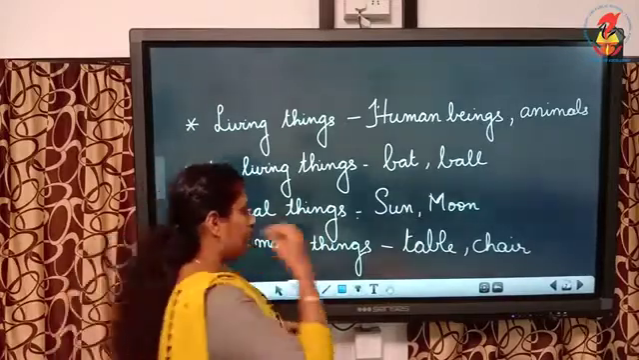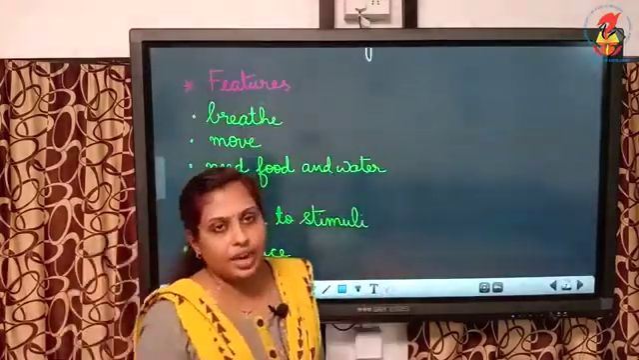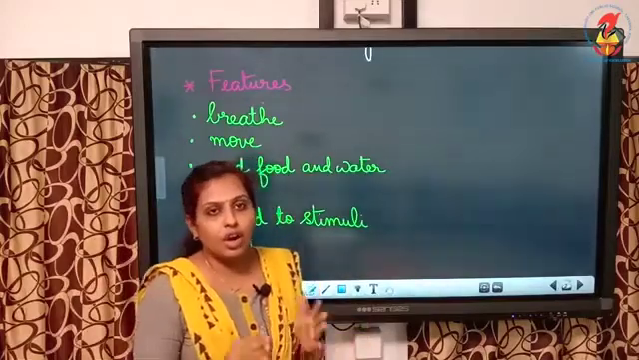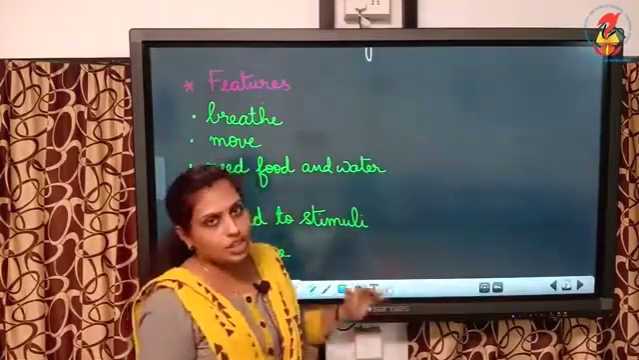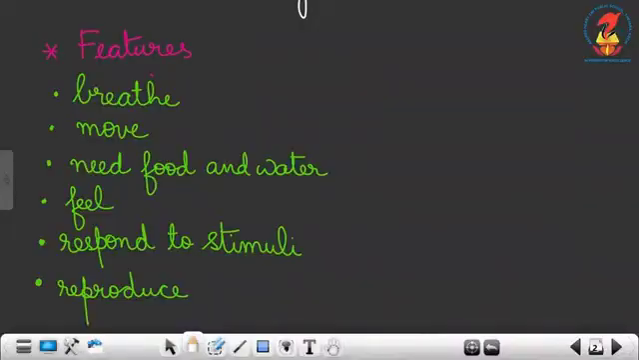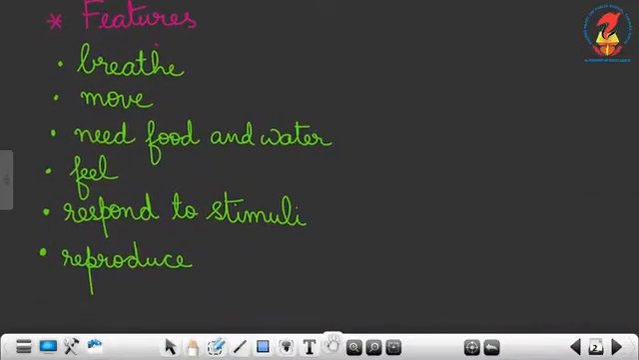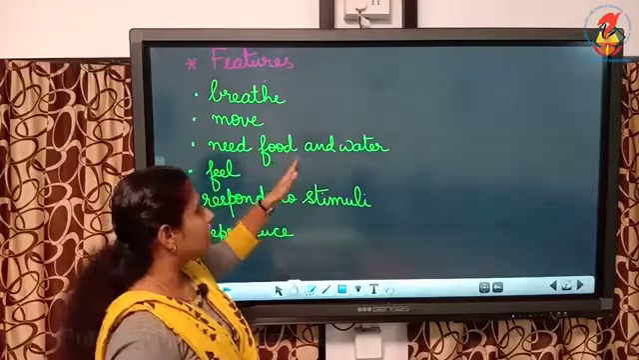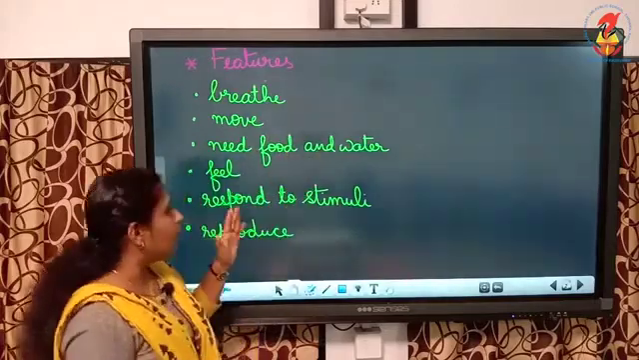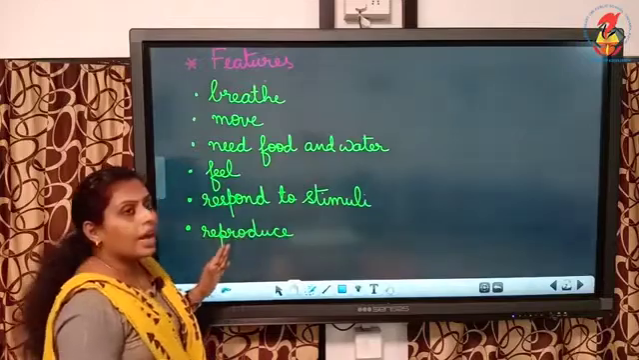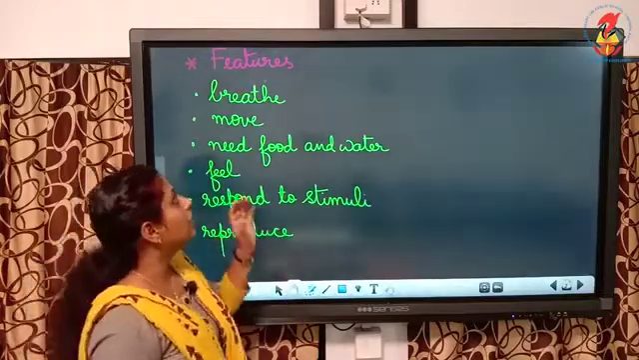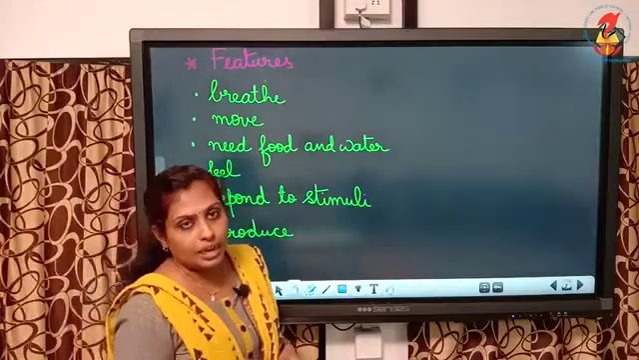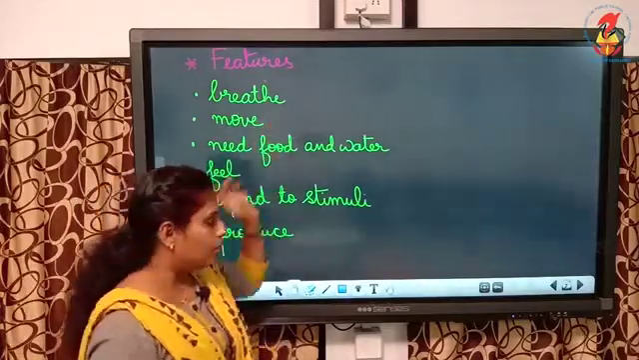Then in the next we learned how we can identify whether a thing is living or non-living. We went through the features of a living thing. The first one we learned, living things can breathe, living things can move, living things need food and water, living things feel, living things respond to stimuli and living things reproduce. And we learned the first two features of a living thing, that is they can breathe and move.